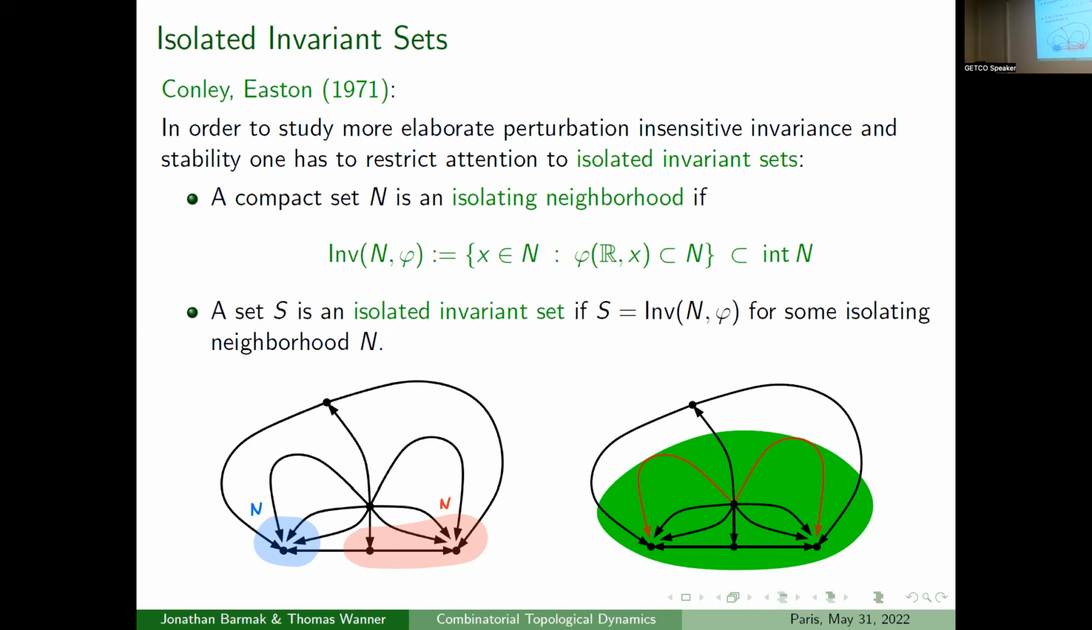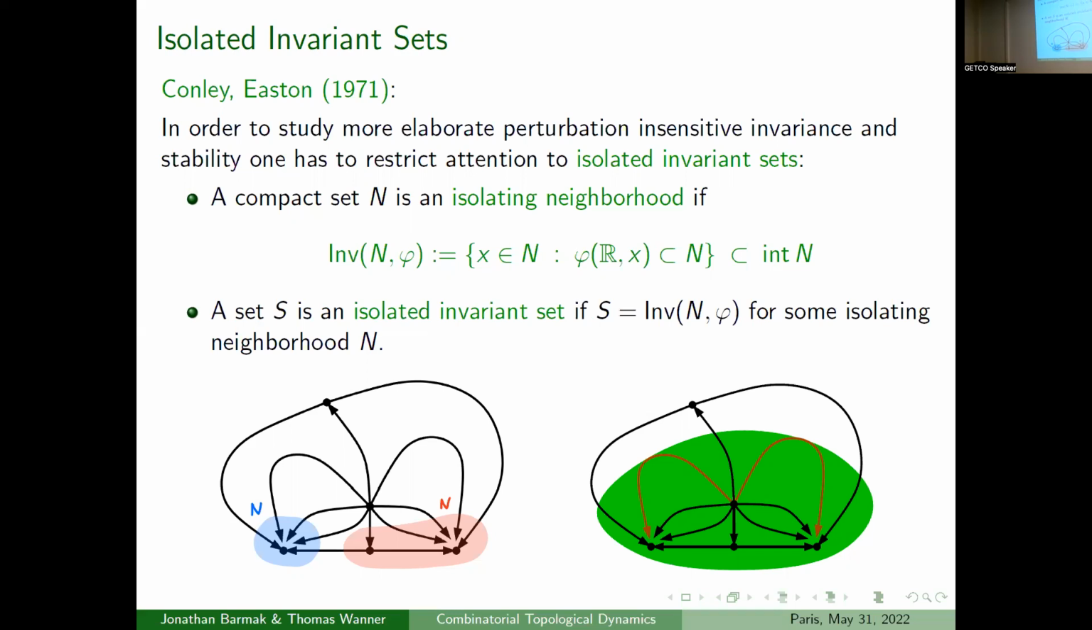Let me just quickly define what they are. I have a compact set N. I call this compact set an isolating neighborhood for the flow if the largest invariant subset of N is actually contained in the interior, it doesn't touch the boundary. The largest invariant subset is really just the set of all initial conditions that lead to orbits that completely stay in it. Here's an example.